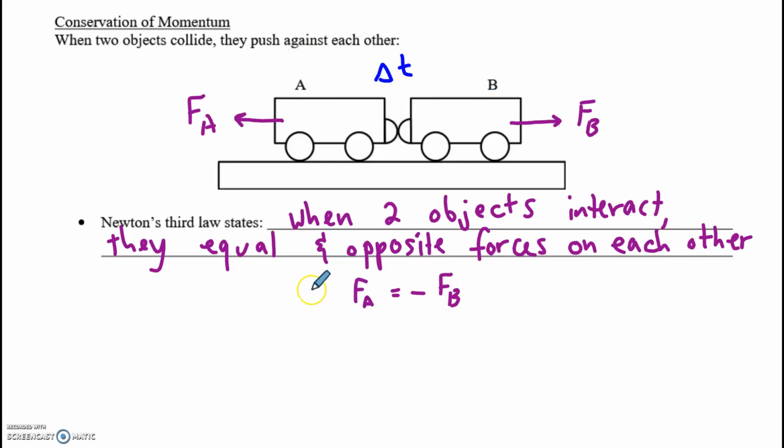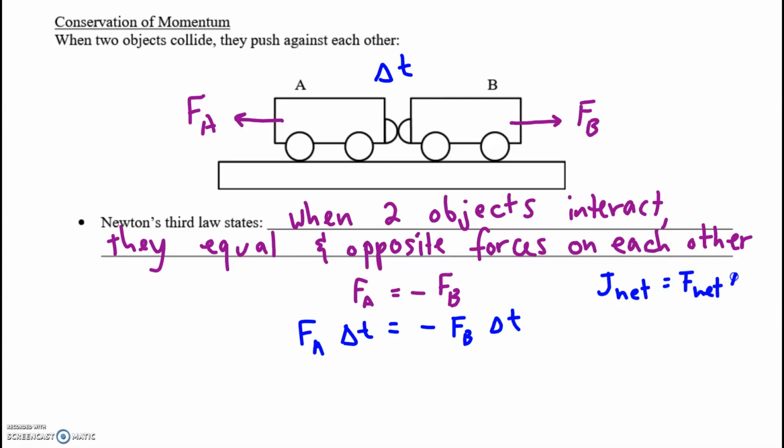Let's multiply both sides of the equation here by delta t. Okay, and why am I doing that? Well, because force times time, that's something that we know. What is the product of force and time? It's impulse, of course. We have an equation that says this.